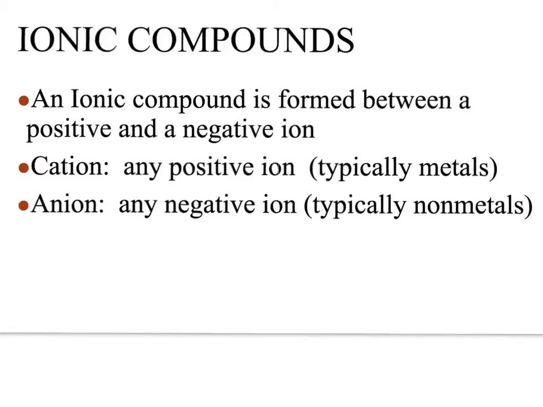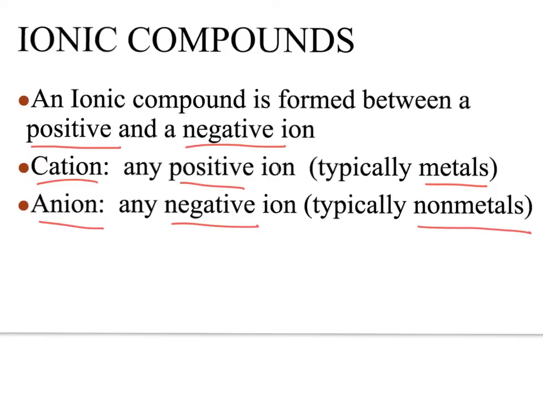Ionic compounds, if you remember, they are formed from positive and negative ions coming together. So remember, the cations are the ones that are positive, and those are your metals. Anions are negative, and those are your non-metals. Okay, so one is gaining, one is losing electrons, one's a metal, and one's a non-metal. And this is how they make a bond.